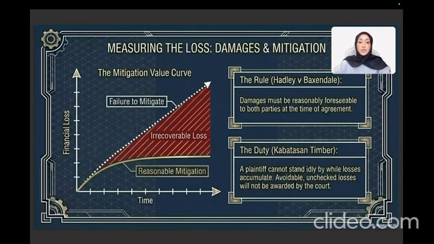If you are the injured party, you have a legal duty to take reasonable steps to minimize your loss. And if you fail to mitigate, meaning you did not try to find a new supplier to fix the issue, then the court will label that extra financial hit as an irrecoverable loss. You then will only be awarded for the reasonable mitigation portion, and essentially the law helps those who help themselves. So, in summary, the goal of damages is not just to hand out money, it's to return the injured party to the position they would have been in had the contract been performed correctly.